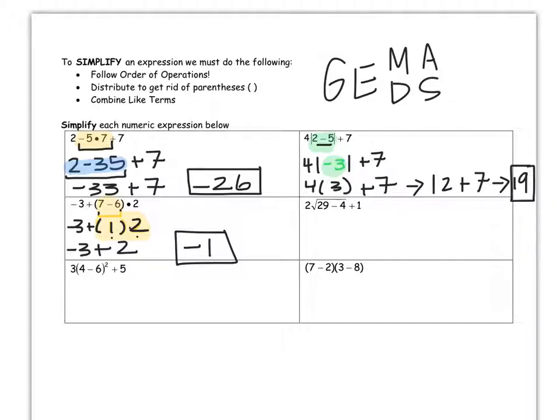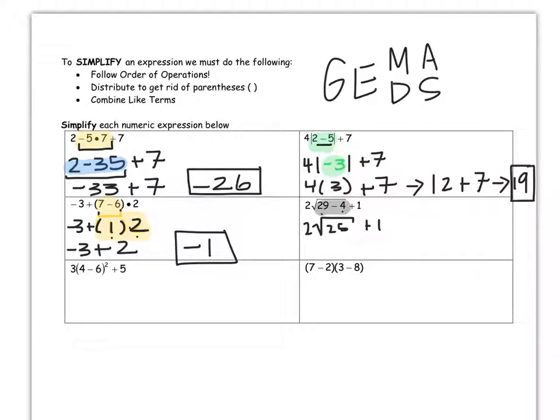So again, we're going to start with G, and G stands for grouping symbols, and there's a grouping symbol. This is the one that we talked about. 29 minus 4 is underneath that square root symbol. So I'm going to actually rewrite that square root symbol right underneath it, and I'm going to figure out what 29 minus 4 is. 29 minus 4 is 25. In front of it, I'm going to keep the 2, and then after I'm going to do plus 1.